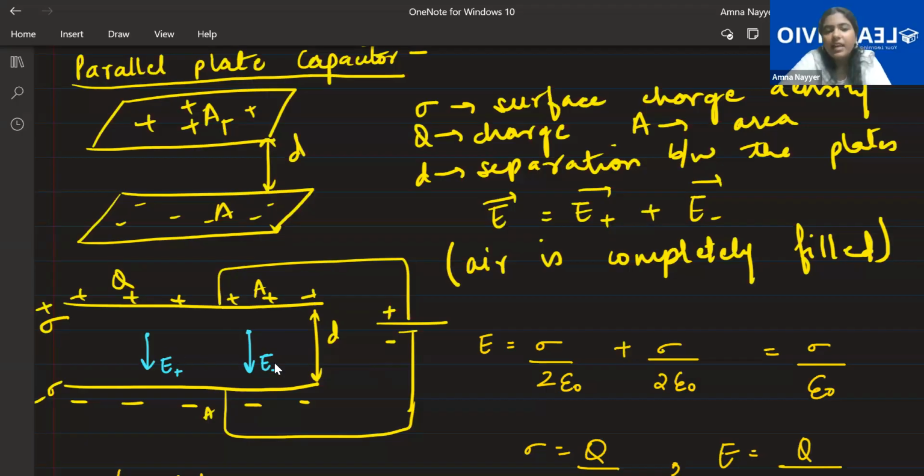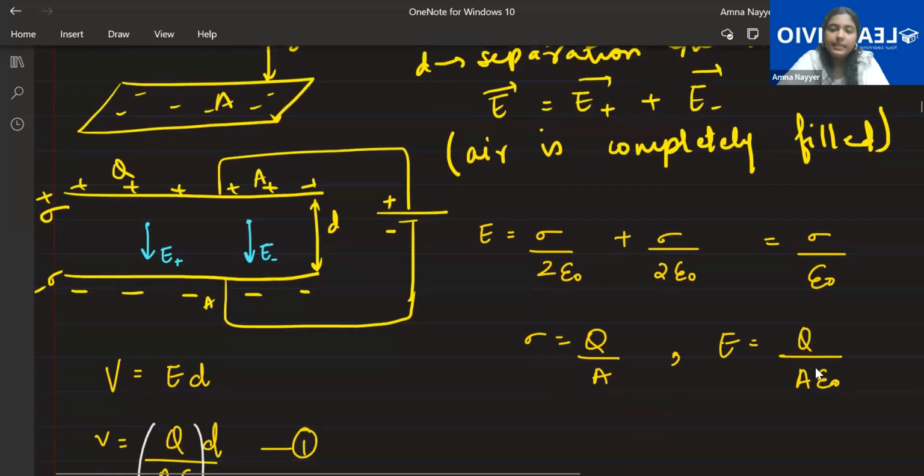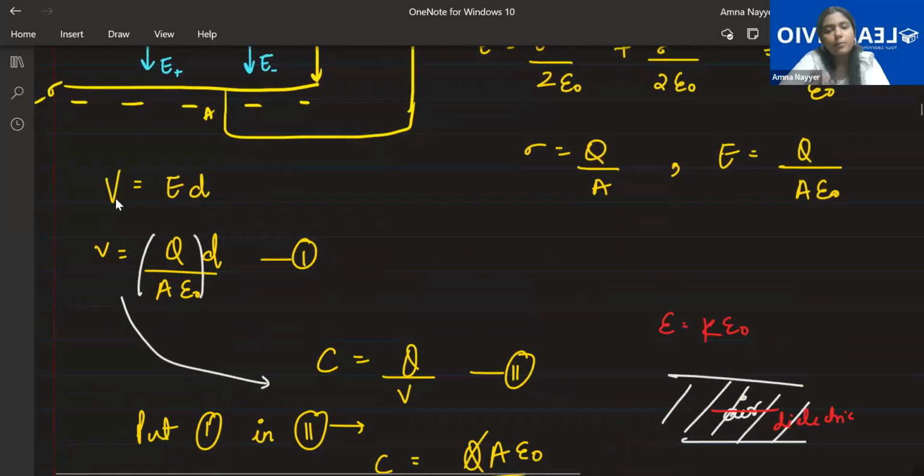Great. See, when we add the net electric field, sigma by 2 epsilon naught for this one and sigma by 2 epsilon naught for this one, that becomes sigma by epsilon naught. Then basically we have to write the potential. Potential is electric field into distance, according to the potential gradient formula. Electric field is sigma by epsilon naught, and sigma is q by A, charge per unit area. So q by A epsilon naught into d becomes the potential.